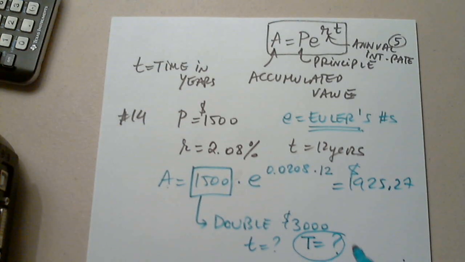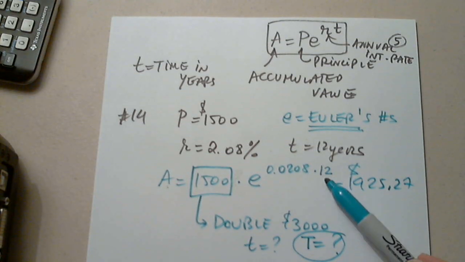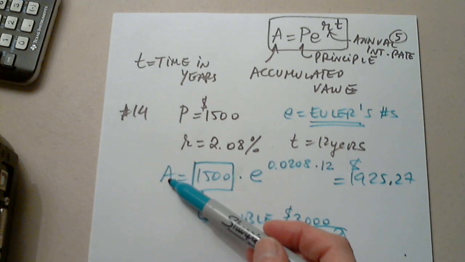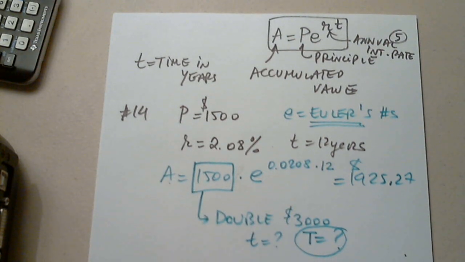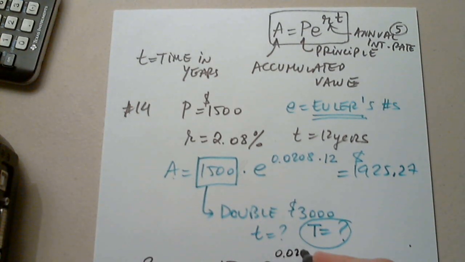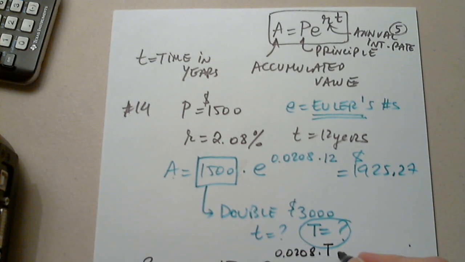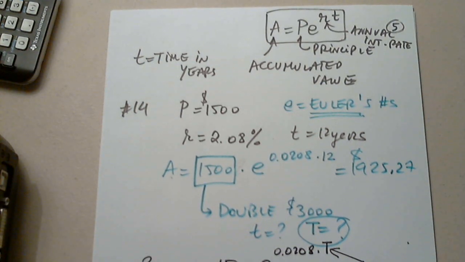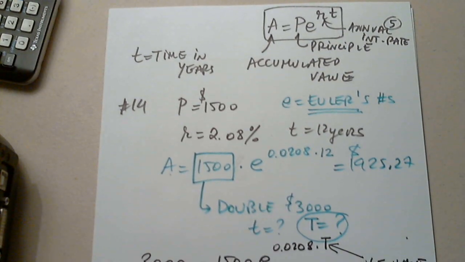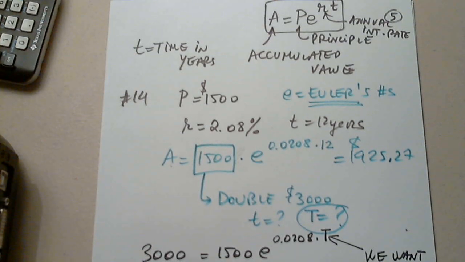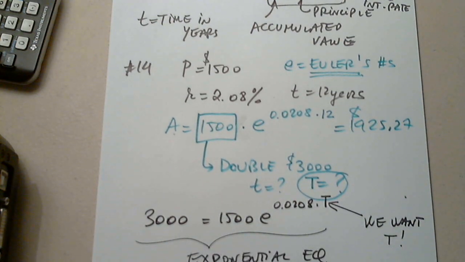They want us to find, I think they use T. Okay, fine. Not a big deal. Good. So they want us to find what is the time needed to double our investment. So we start with the accumulated value, which now is 3,000, equals 1,500 e, the rate they specify, the rate is the same, 0.0208 times t. This is what we want. We want to find t. This is an exponential equation. How do I solve it? What would be the first step? So, what I would do is bring the 0.2.